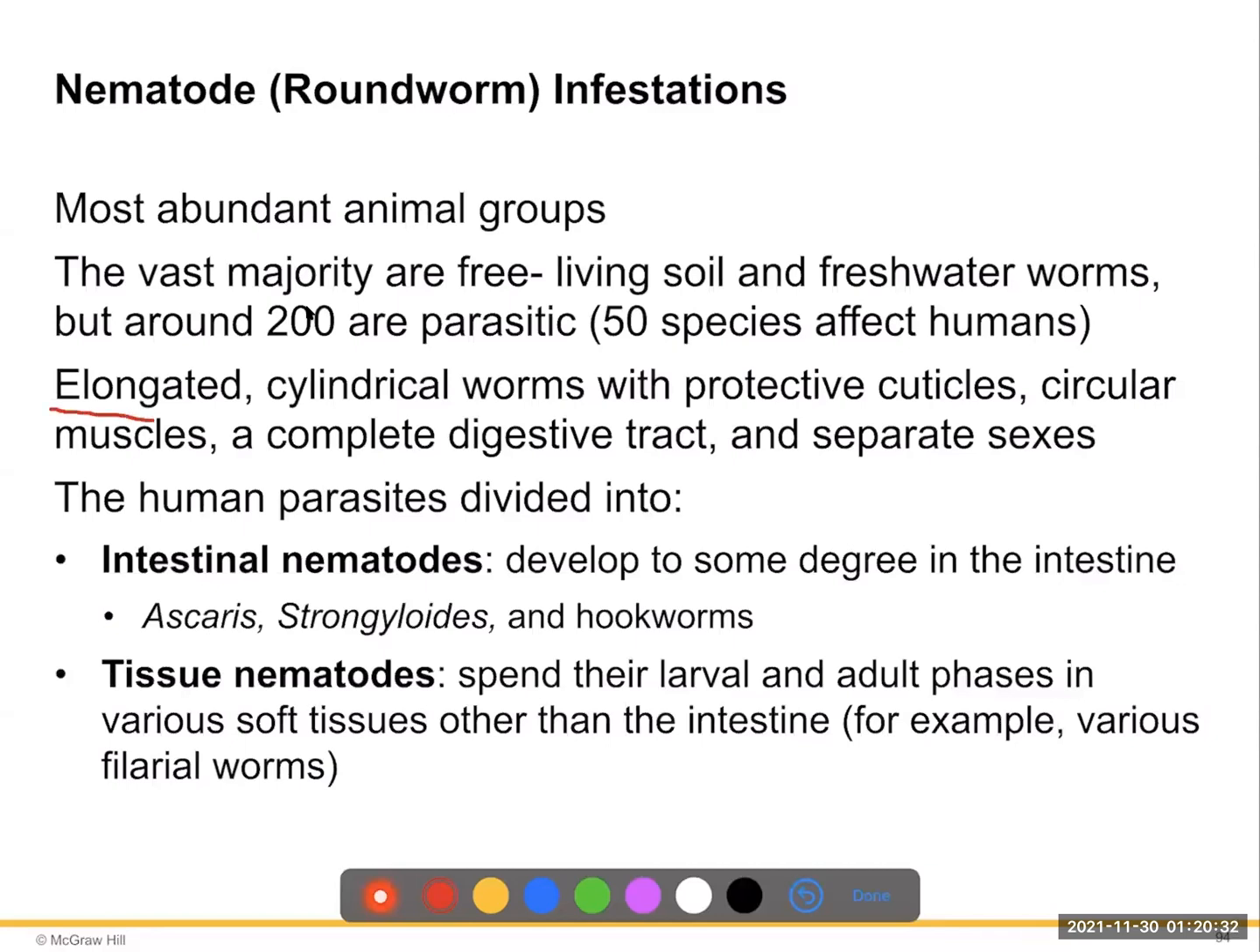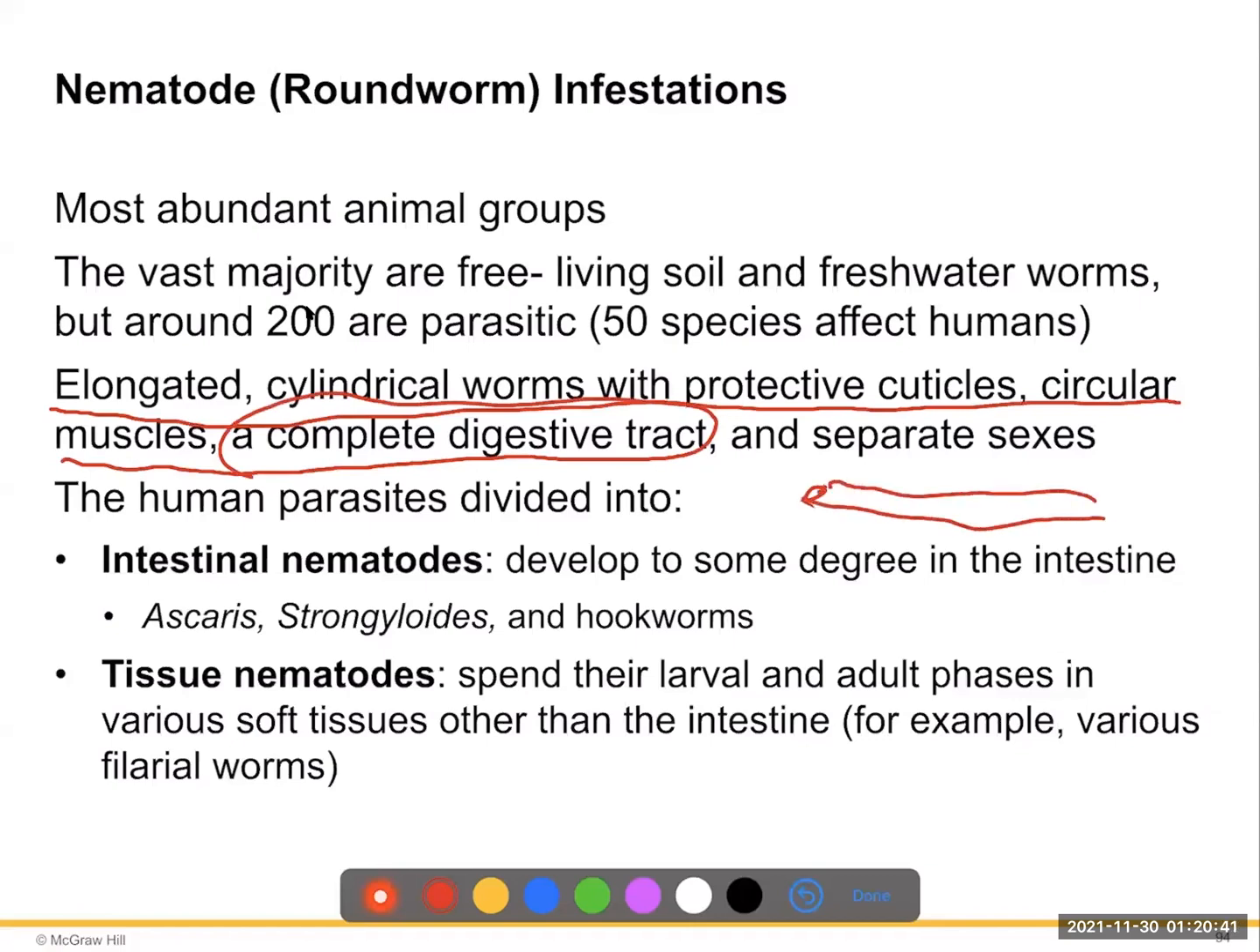Okay, so they're elongated cylindrical worms with protective cuticles. They have circular muscles around them and a complete digestive tract. The digestive tract starts at one end and goes all the way through. You're gonna have these little segments, but it's a complete passageway through and through. And then separate male and female worms.